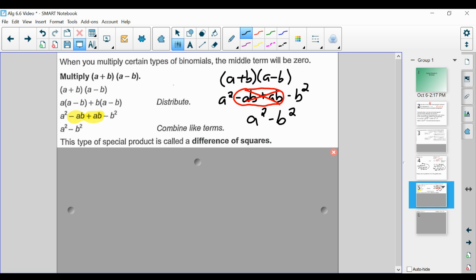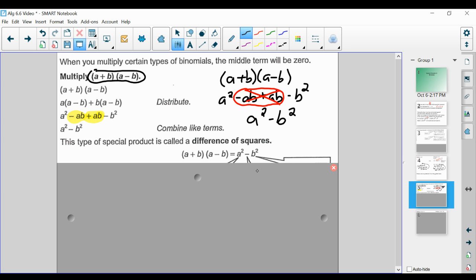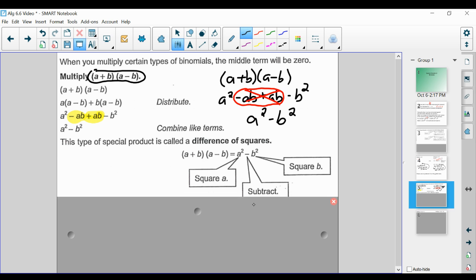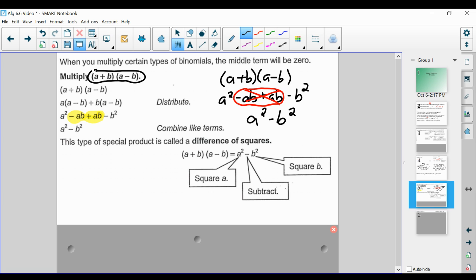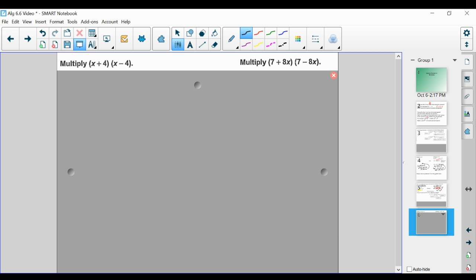This all started when we had A plus B times A minus B. Notice how we have the same first term, same second term, except one has a positive and one is negative. Awesome. This is exactly what happened when we have that difference of perfect squares. It's going to be A squared, or the square of A, minus the square of B. Beautiful. Let's go through a couple of examples. We're going to use this method to help us out.